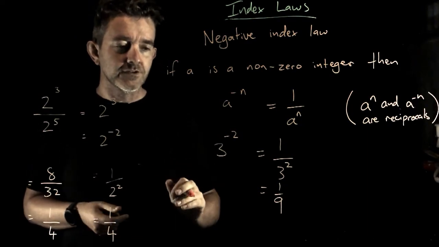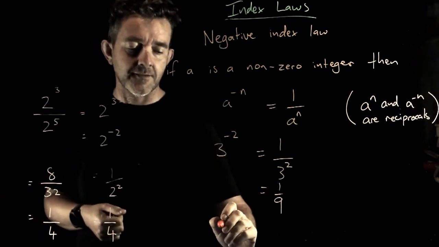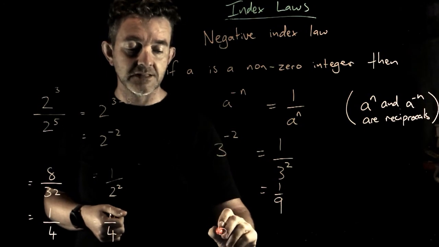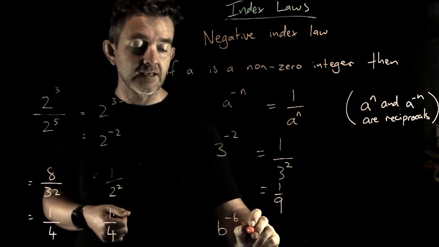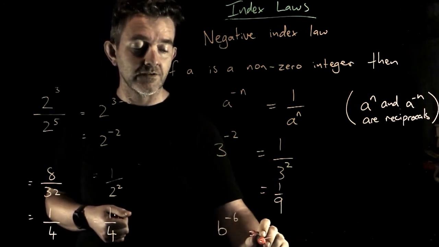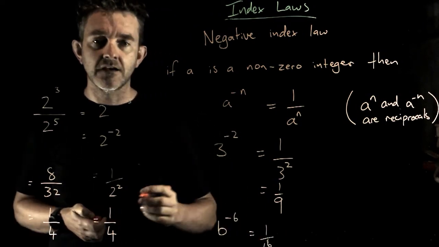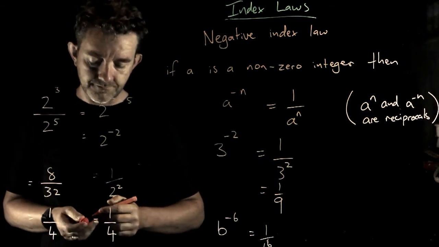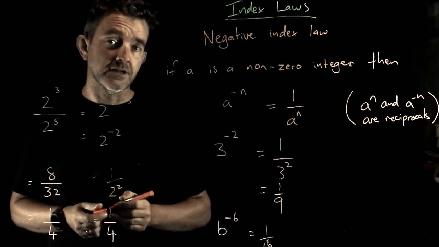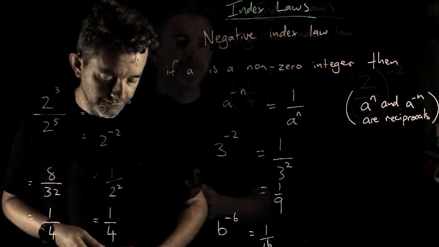So that's all very good if it's a really simple thing, like b to the power of negative 6. That would be equal to 1 over b to the power of 6. Get that negative power and pop it on the bottom. The next thing we can do is combine it with other rules.